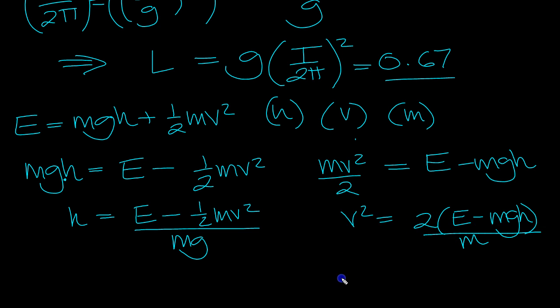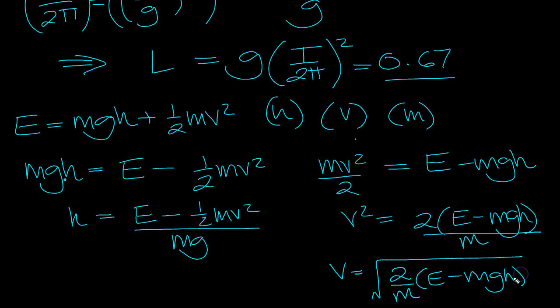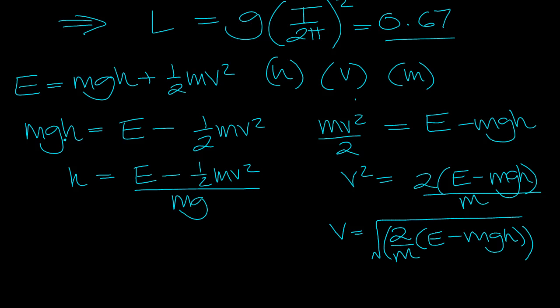To undo a square, we square root. So it would be the square root of this stuff here. And you can put the m at the front with a 2. 2 over m, E minus mgh. That's fine. And it's the square root of the whole thing, of course. So I'll put a little bracket to emphasize that.